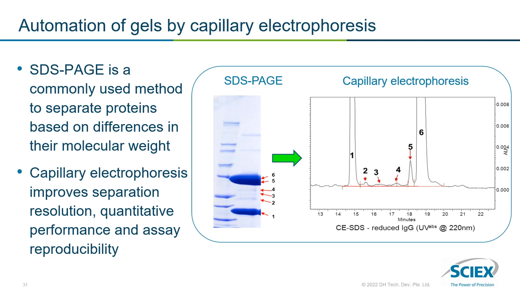Here we compare an IgG sample run on both a slab gel and on capillary electrophoresis. As you can see, the capillary electrophoresis approach reveals higher resolution and quantitative information achievable in an automated fashion within 20 minutes per sample.